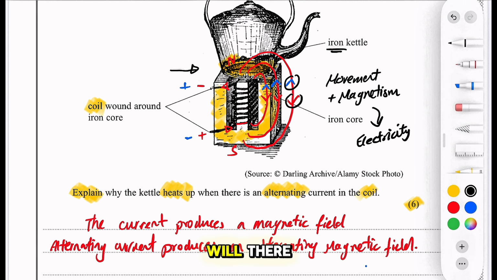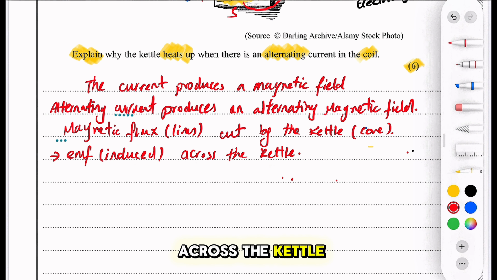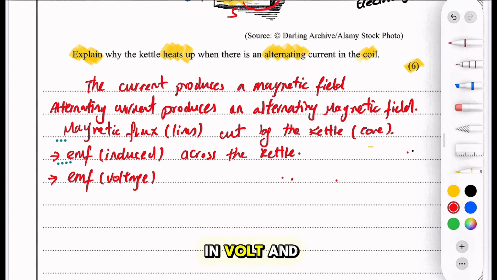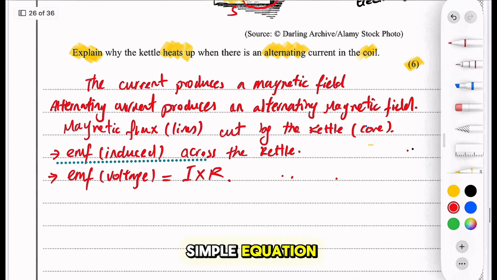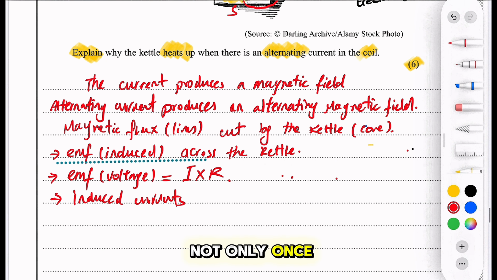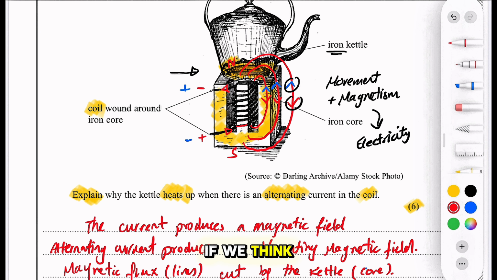Now, there is an induced EMF, which is voltage across the kettle. If we think about EMF as voltage, measured in volts, it is the current times the resistance of the kettle, according to this simple equation, so there are induced currents. It's not only once; they keep circulating in the kettle. If we think about this microscopically, we have free electrons now at the lower part of the kettle being induced.